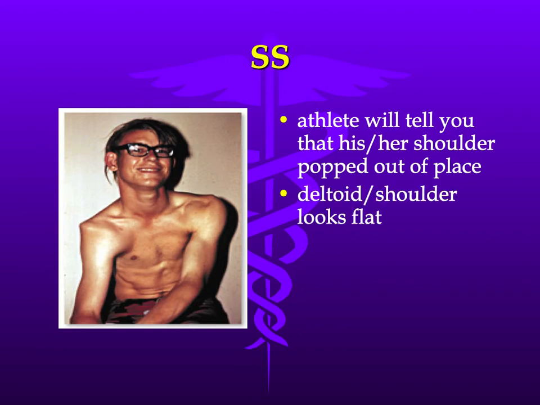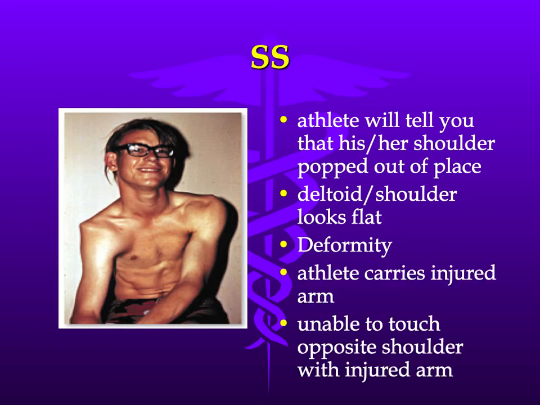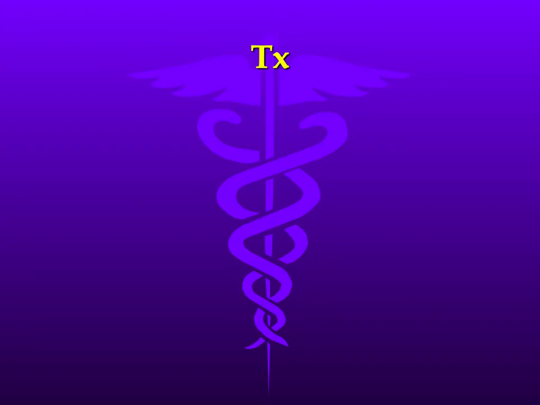The deltoid or the shoulder looks flat, like in that picture. Obviously, this guy's got deformity. This person's got chronic glenohumeral subluxations going on, where the guy can just pull his shoulder out of place. Athlete carries his injured arm, and they are unable to touch the opposite shoulder with the injured arm, just like an AC joint. Okay, what's our treatment here?